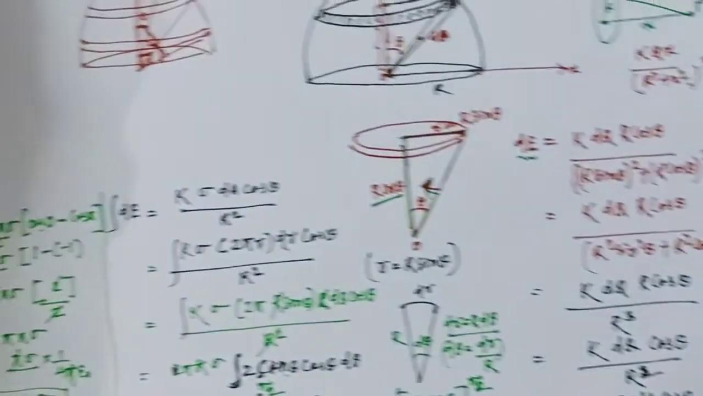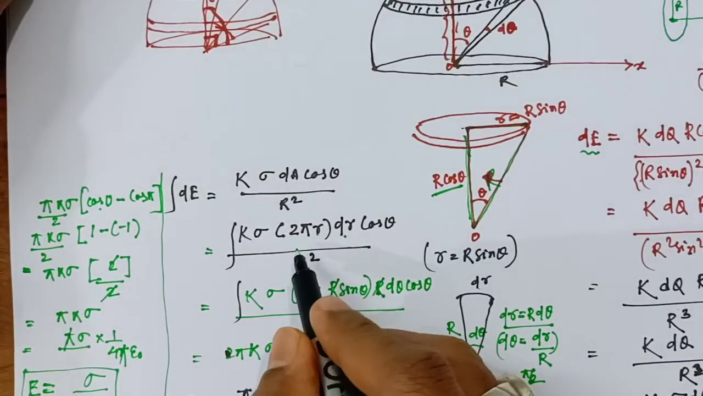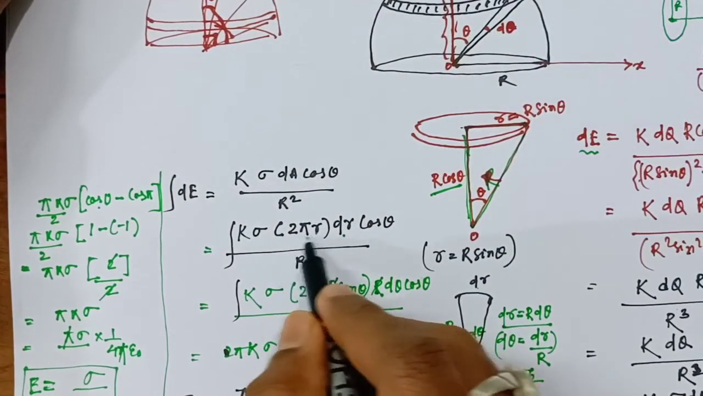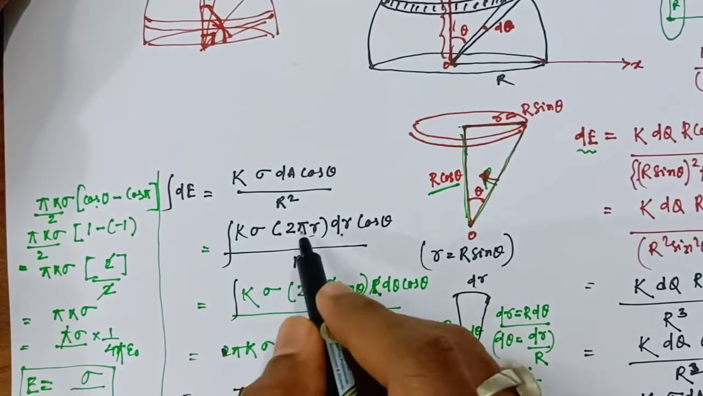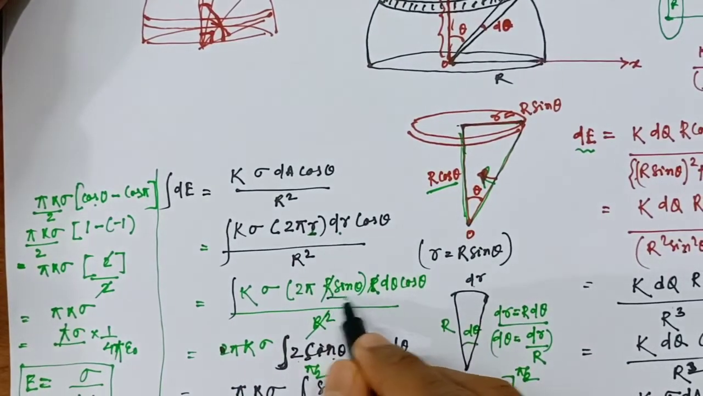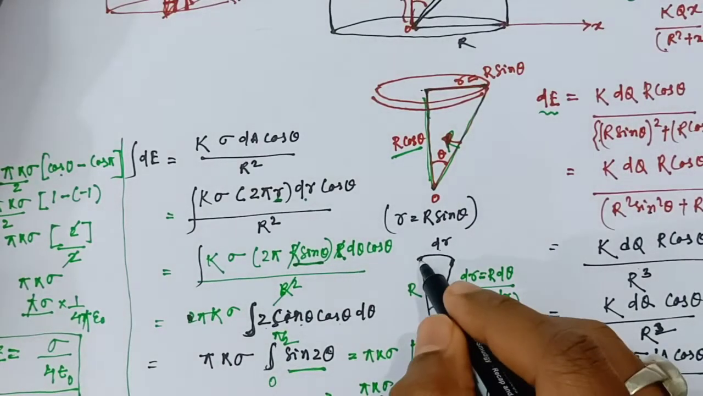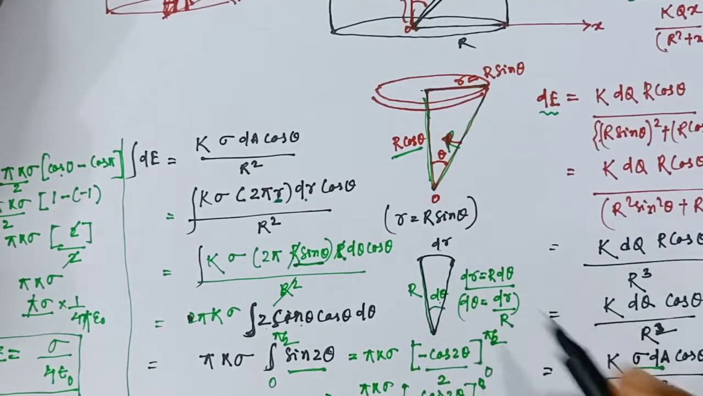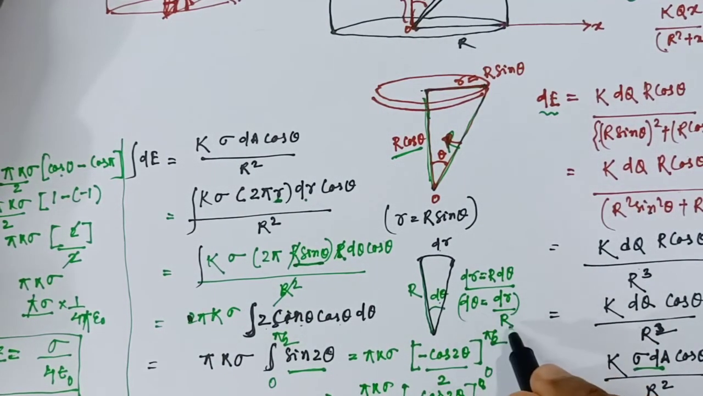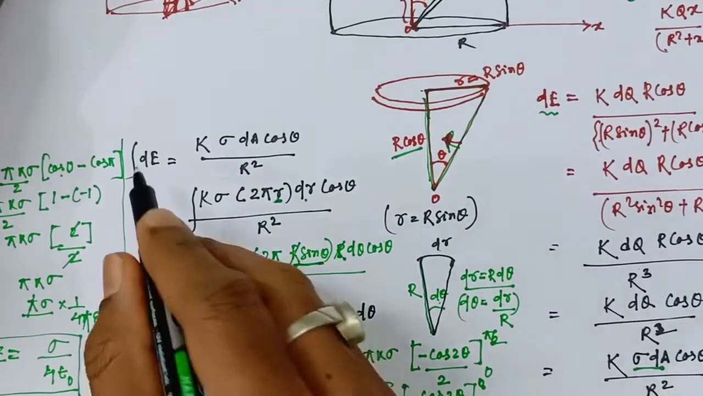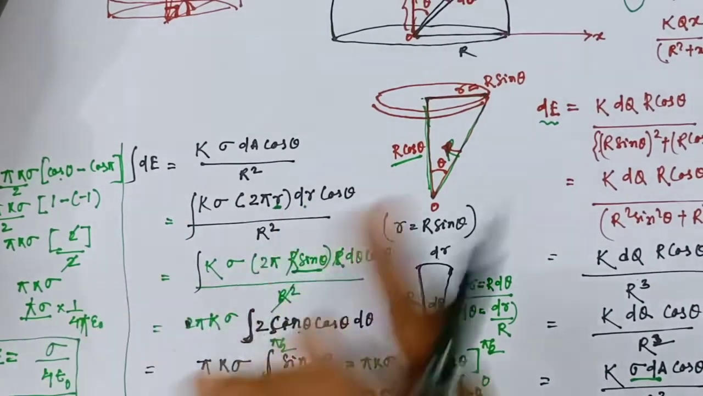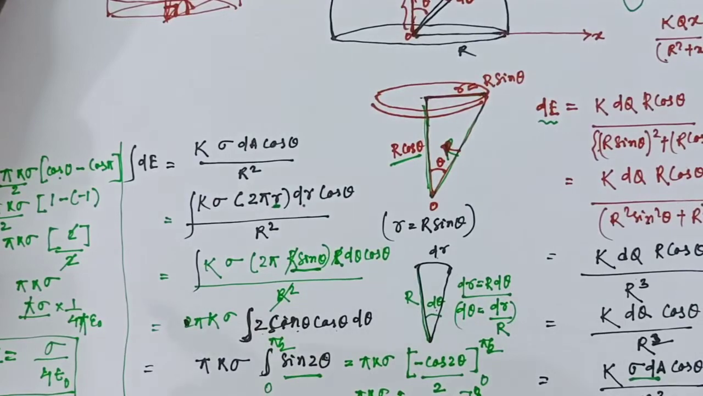And what is the elementary ring's area? That is the perimeter of the ring into thickness. So in place of small r, I substitute r sin theta, and in place of dr, I introduce this angle equals arc upon radius concept, so dr equals r d theta, and simply I will integrate all the elementary rings. If I do the integration, I will get the expression of electric field of the hollow hemisphere.